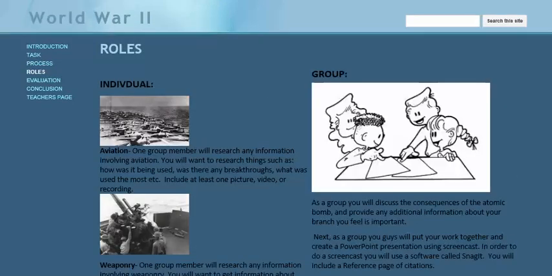As I discussed earlier, the roles are on here, and they show the individual roles. So aviation was one, you can see. You're going to want to see what was being used at that time by each of the branches, if there were any breakthroughs, what was used the most, the least, and you're also going to want to include either a picture, video, or a recording, at least one for each section of this.